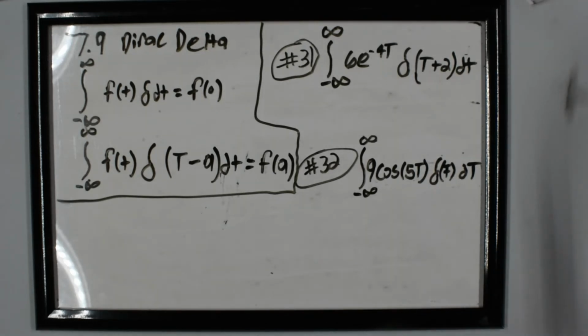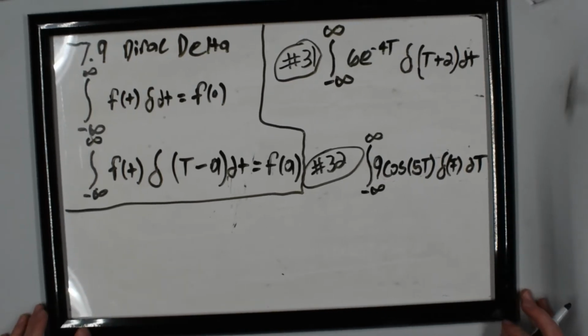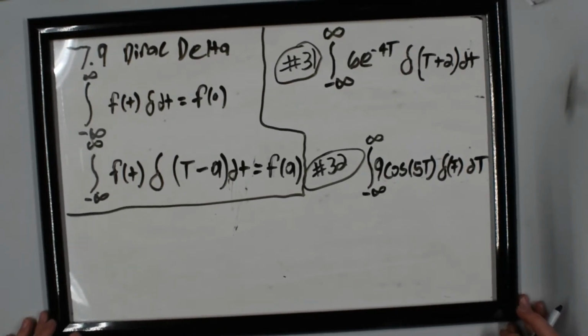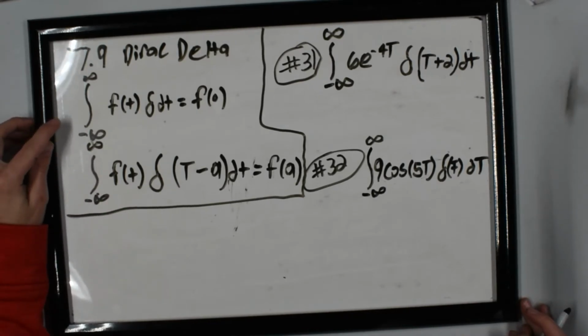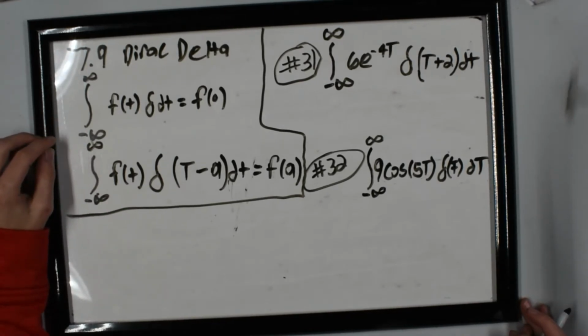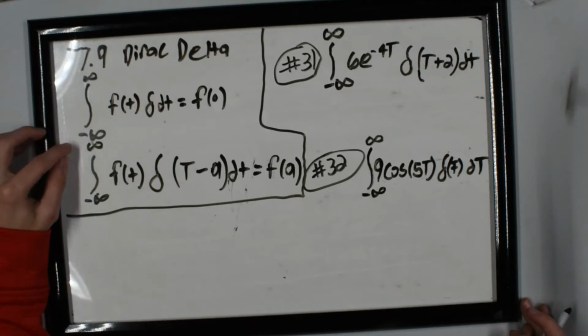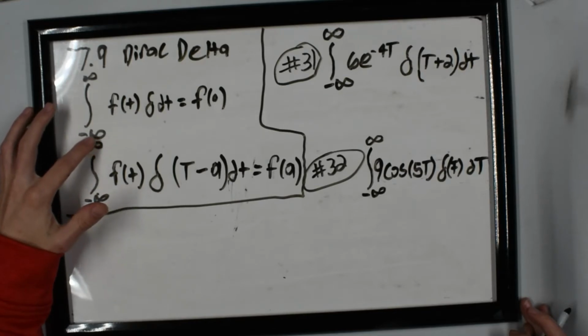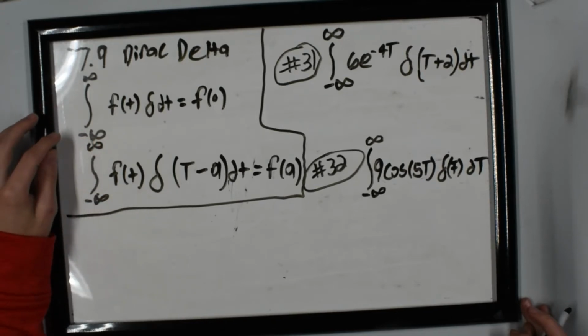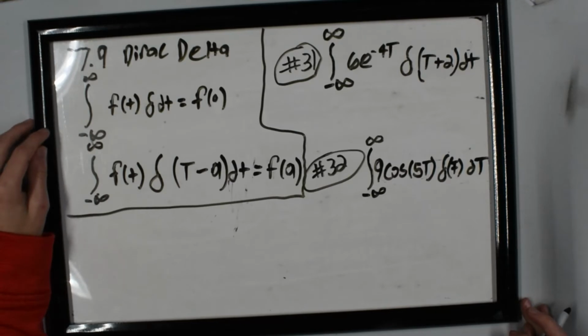Alright, so in this video we're going to be going over Dirac delta functions. They sound complicated, but I assure you they're not all that hard. Basically, in the beginning here we're going to be given one of two forms. We're going to be given the integral from negative infinity to infinity of f of t Dirac delta of t. And all this means is we need to plug in 0 for t, and that will be our answer.